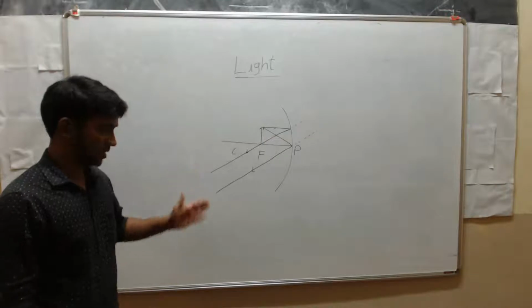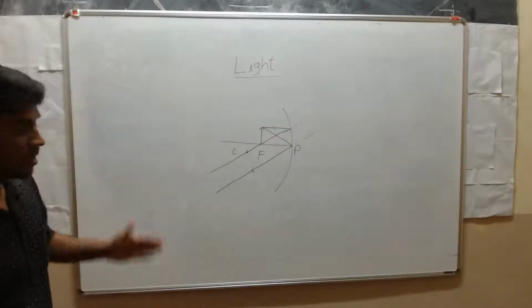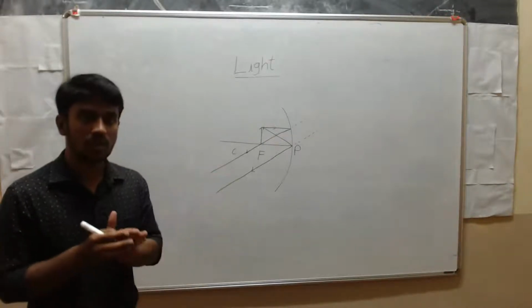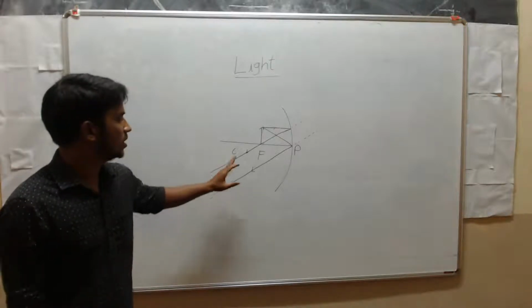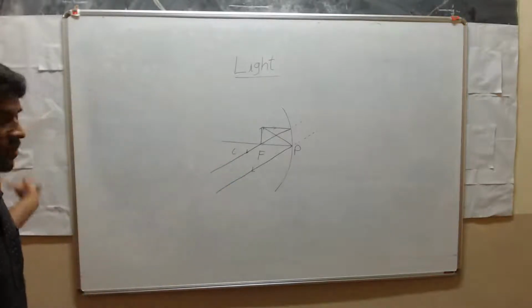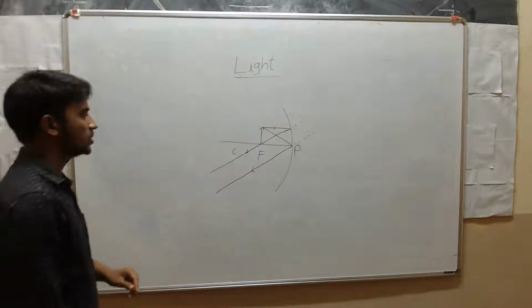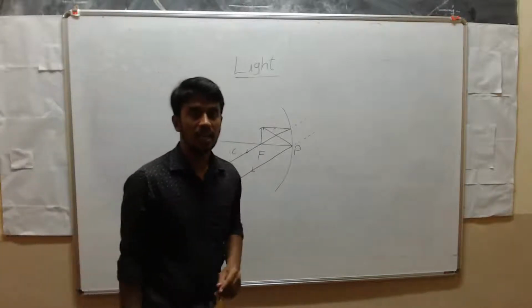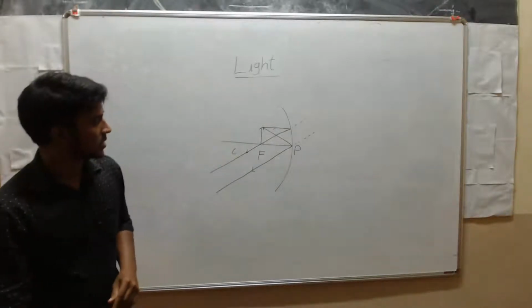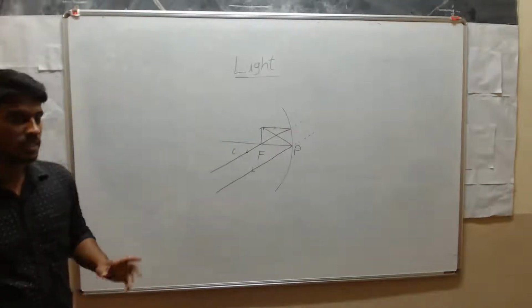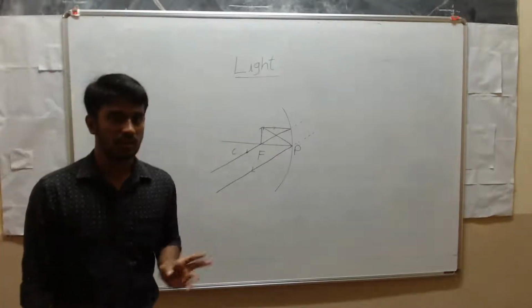Here the rays never meet. Why? Because they are parallel to each other, and all the rays are very close to each other. That's why we get the image at infinite distance. Then what about size? The size is highly enlarged. Then what is the nature of the image? The nature of the image is real and inverted.